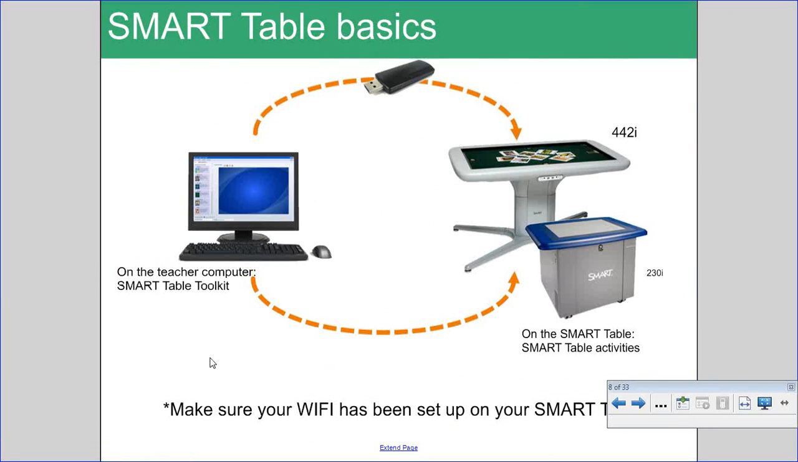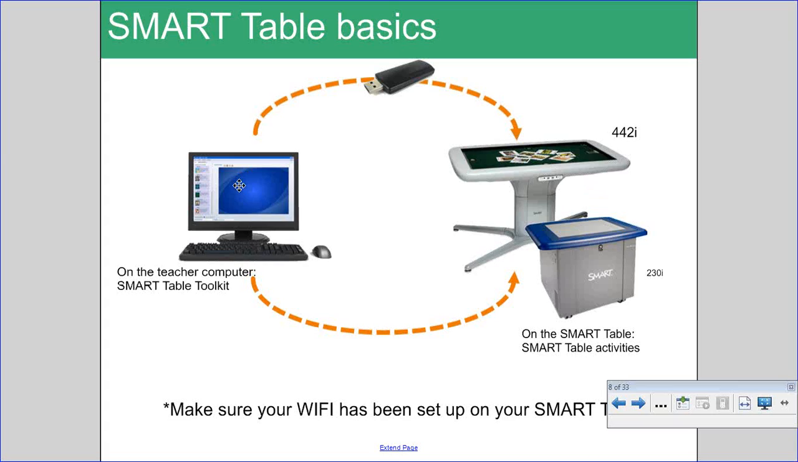So just some basics. We've got the Smart Table software, which goes on your table, and the Smart Table toolkit that goes on your computer. The toolkit doesn't go on the table, nor does the table software go on your computer. Just that distinction. If your table has Wi-Fi, and if the Wi-Fi is hooked up, you can update your table directly from the table, and I have updated a table, a 230i or a 442i, which is our new table.